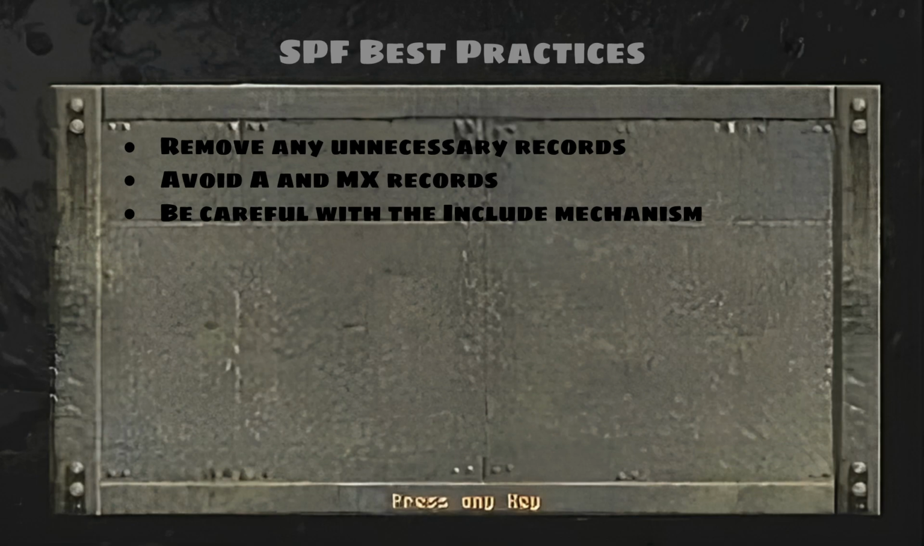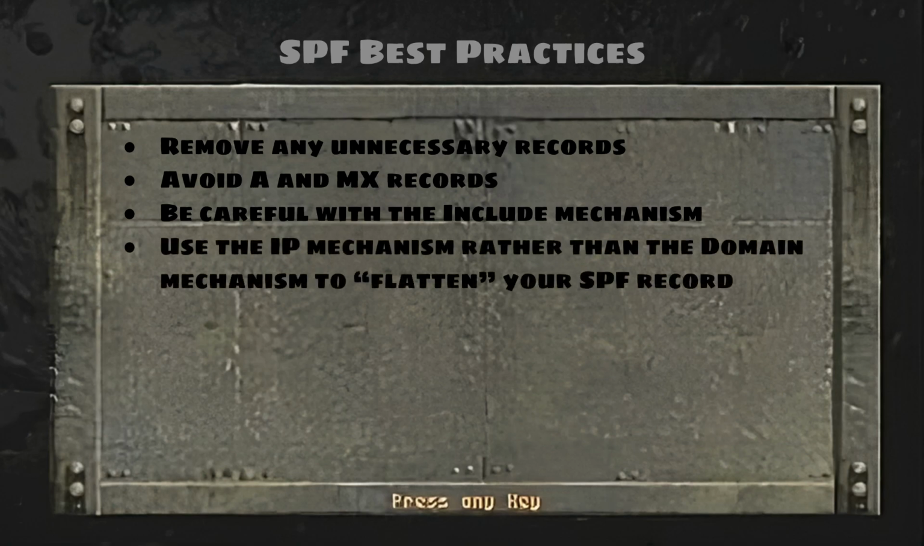You want to be very careful with the include mechanism. Because the include mechanism is not very transparent to you when you set this up, you don't know what the other company is using as part of their SPF. They may not take this very seriously, and they may include half the world's emailing servers. So when you add an include, you want to make sure you know what you're adding.